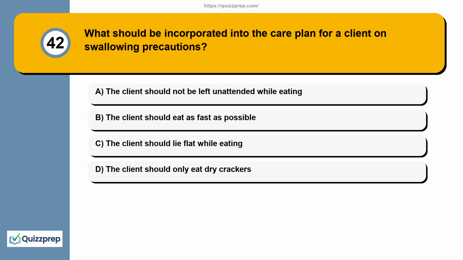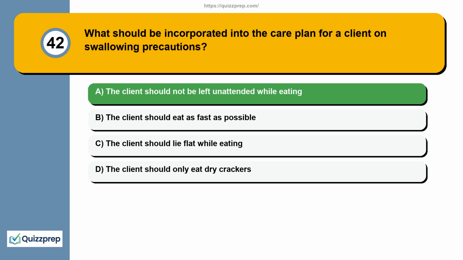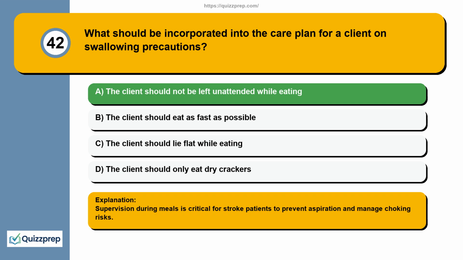Question 42. What should be incorporated into the care plan for a client on swallowing precautions? The client should not be left unattended while eating. The client should eat as fast as possible. The client should lie flat while eating. The client should only eat dry crackers. Supervision during meals is critical for stroke patients to prevent aspiration and manage choking risks.